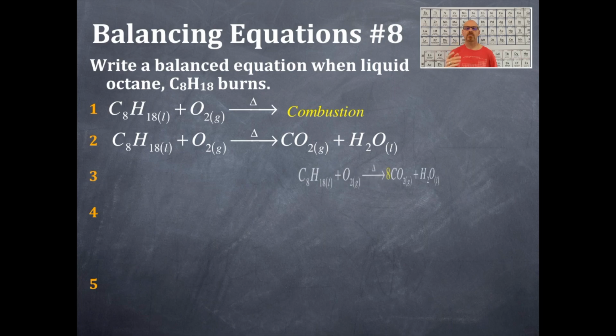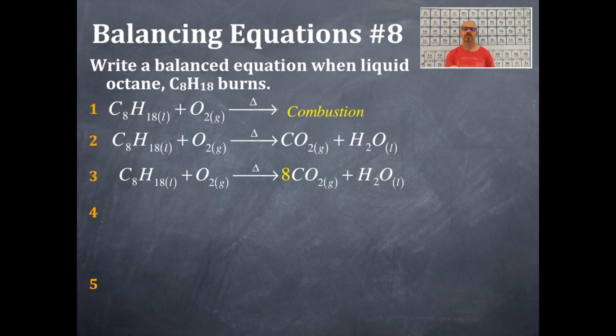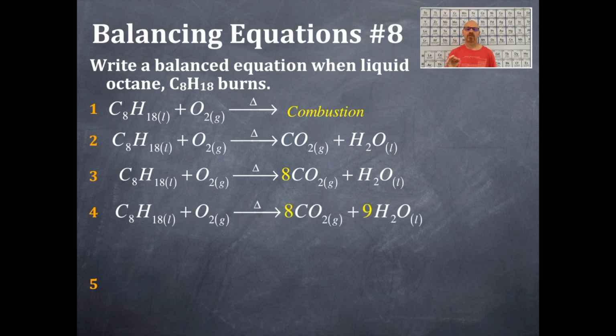So how many carbons do I have on the reactant side? 8. That's why I'm going to put an 8 stoichiometric coefficient in front of the carbon dioxide. Okay, how many hydrogens do I have on the reactant side? 18. How many hydrogens do I have on the product side? 2. So it's 2 times what number gives me 18? That's a 9.